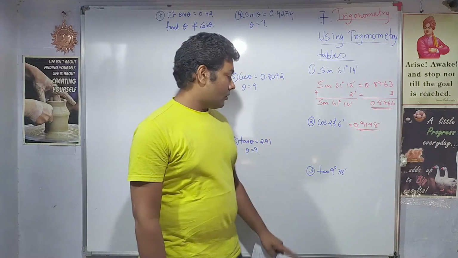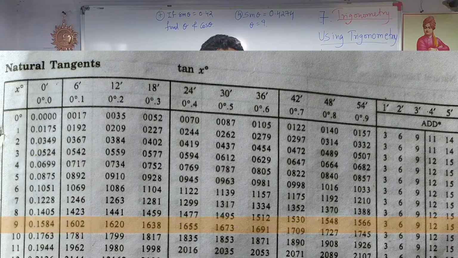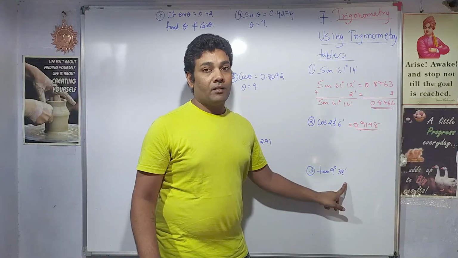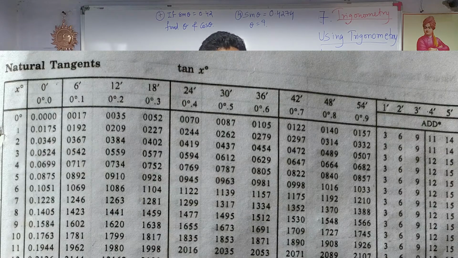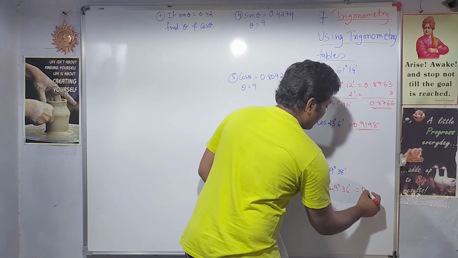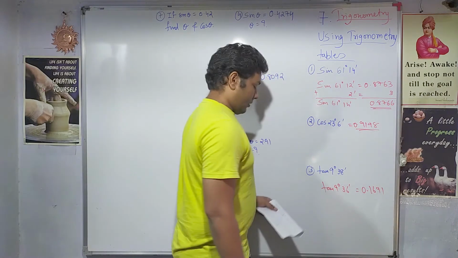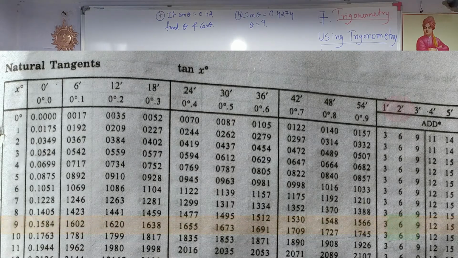Then the third question, tan 9 degrees 38 minutes, right? So go to the table of tangent. In the 9 degrees you have to see 38 minutes, but there is no 38 minutes available. There is 36 minutes available. So corresponding to tan 9 degrees 36 minutes, what is the value given? Value is 0.1691, right? Now we want 2 more minutes, so go to the 2 minutes.